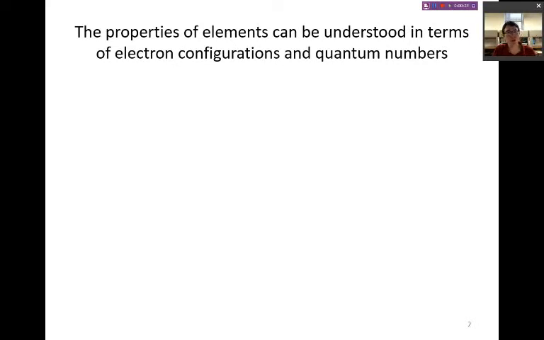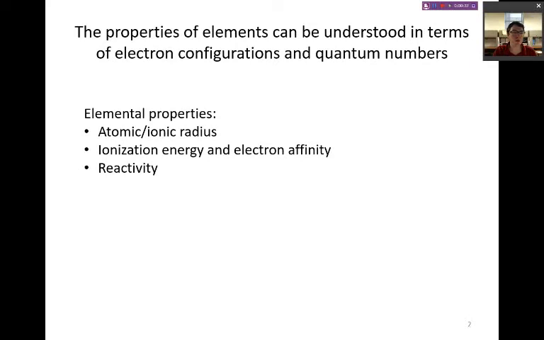It turns out that we can use quantum numbers and electron configurations to understand the periodic properties within the periodic table. The properties that we are most interested in are the radii of elements, whether in their neutral atomic form or their ionic form, the ionization energy of an element, in other words, the energy that's required to pull off an electron from the element. We're also interested in looking at electron affinity, which is the energy involved in adding an electron to an element. And then finally, reactivity.